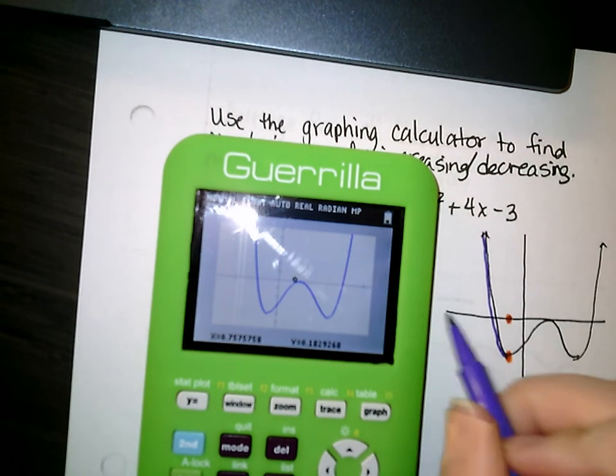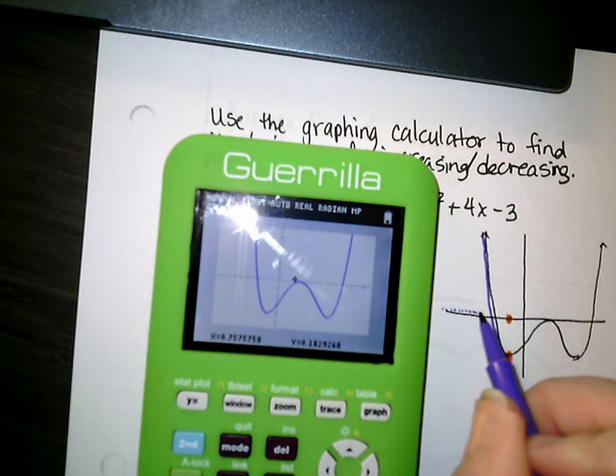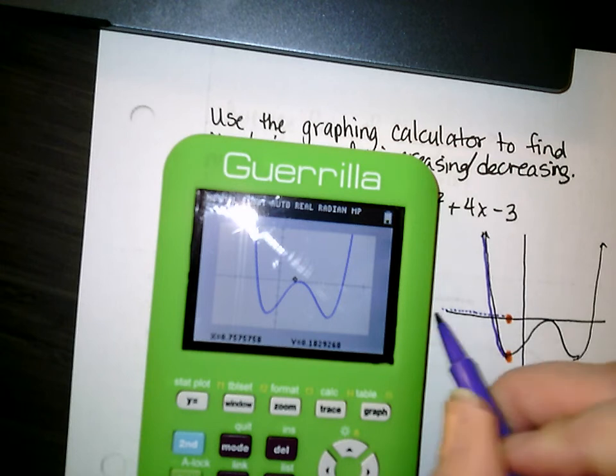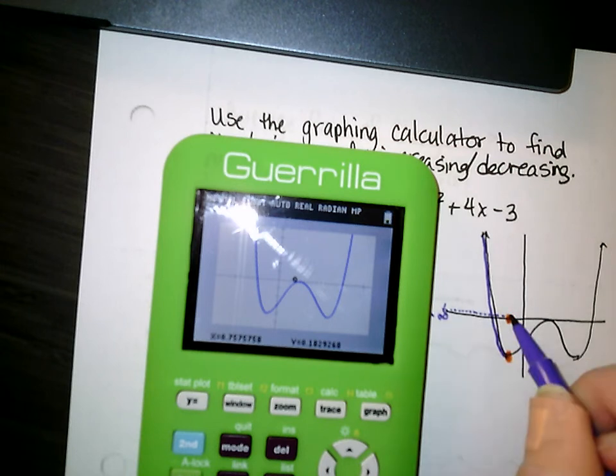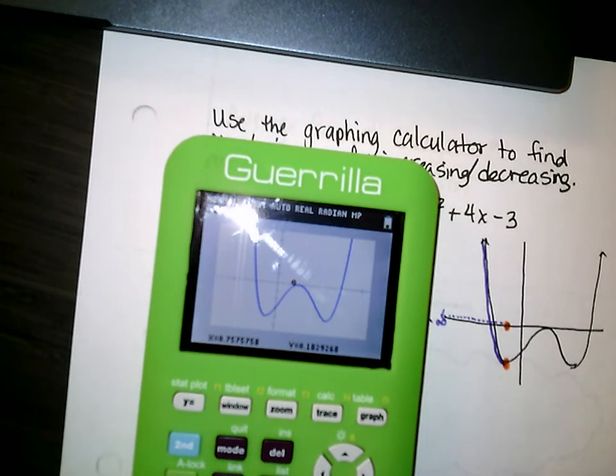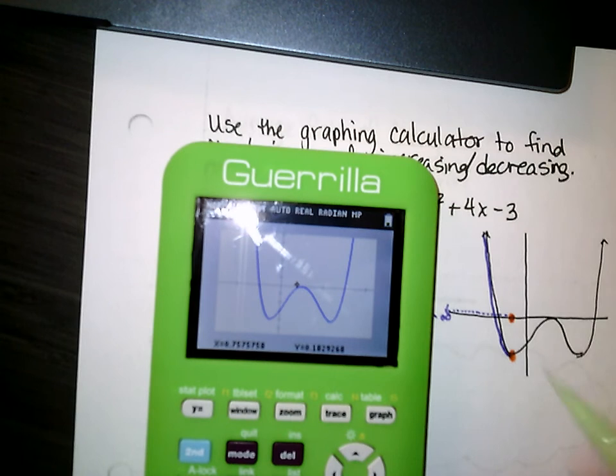So we go decreasing from negative infinity to wherever this point is. And then we are increasing up to here. So we increase till we get to this point.